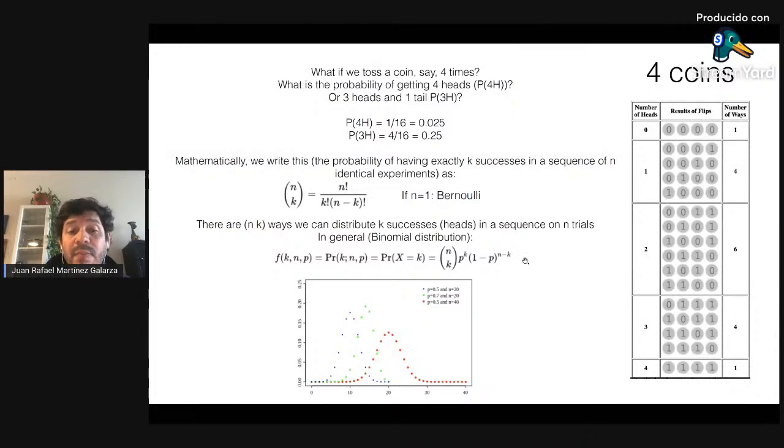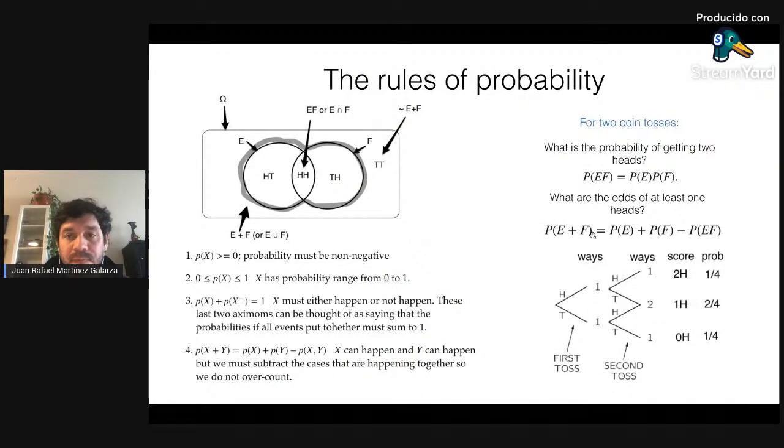So this is a very important distribution. It's also important in our last lecture, when we talk about machine learning, you will see that a similar distribution can be used to define a classification system based on logistic regression. So it's a very important one to keep in mind for the future.